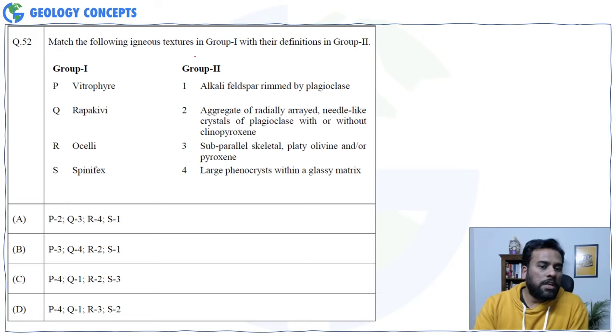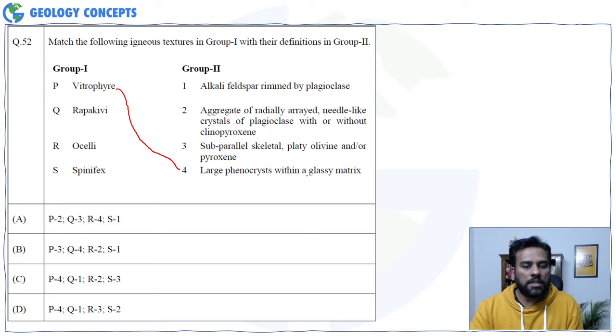Texture, you have to match with the definition. Vitrophyre: vitro is related to a glassy matrix, so P will be 4. Large phenocrysts with a glassy matrix, vitreous and porphyry together is vitrophyre. Rapakivi: alkali feldspar rimmed with plagioclase. Ocelli: aggregated, radially arrayed needle-like crystals of plagioclase. Spinifex is basically skeletal olivine. So P4, Q1, R2, S3. C will be the correct option here.